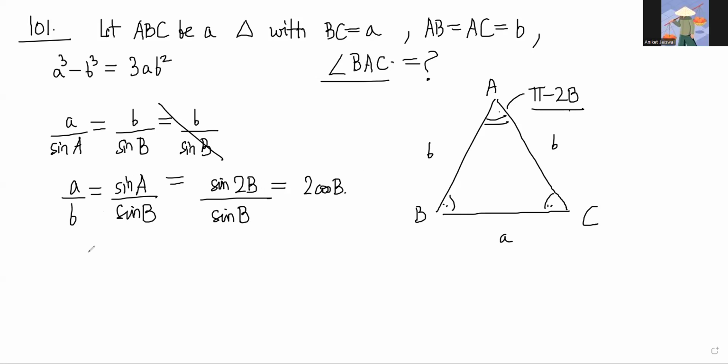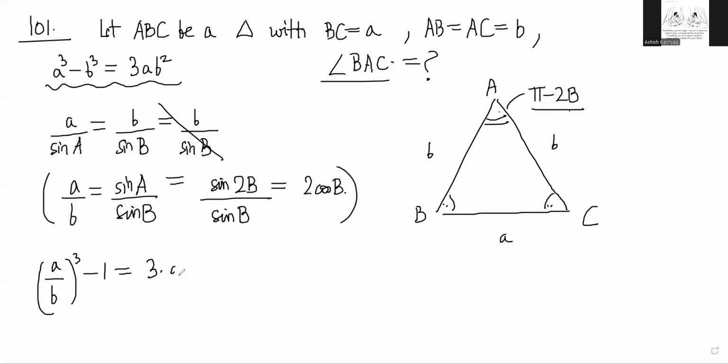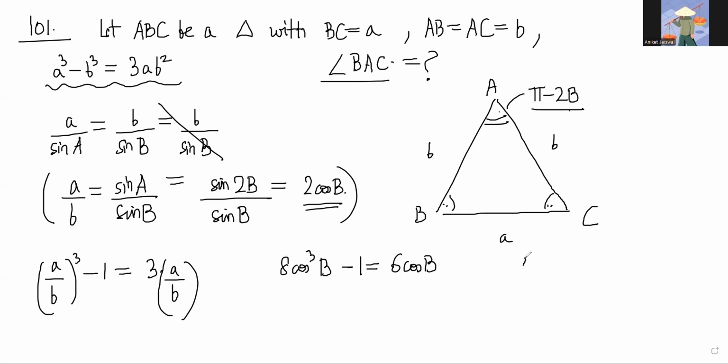We put it in the equation. Okay, let's keep this for now. And here we can divide by b cube. We get a by b whole cube minus 1 is equal to 3 times a by b. So now we can say a by b is 2 cos B, right? So you're getting 8 cos cube B minus 1 minus 6 cos B. You're getting this equation.